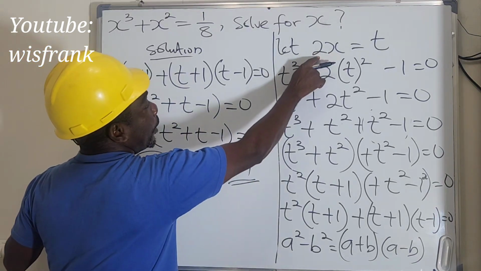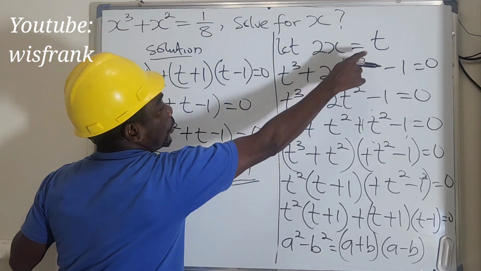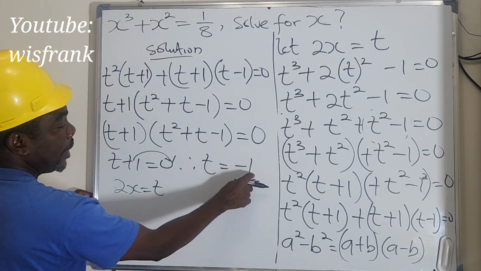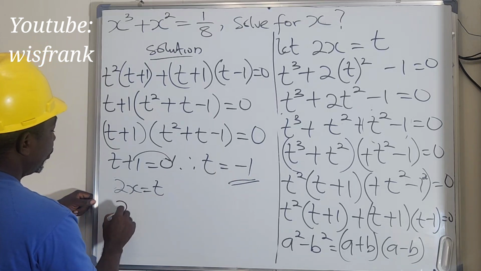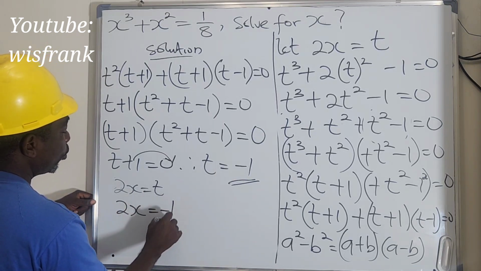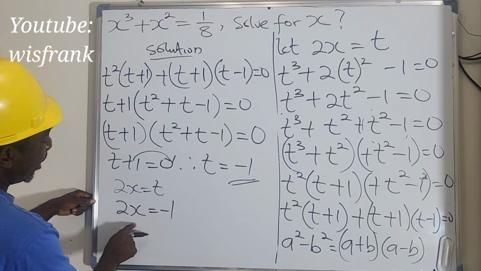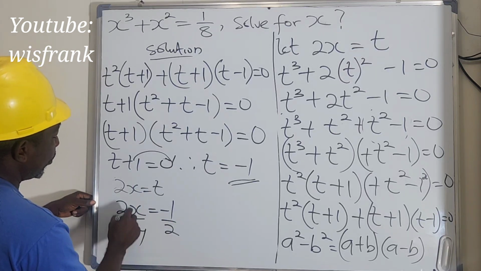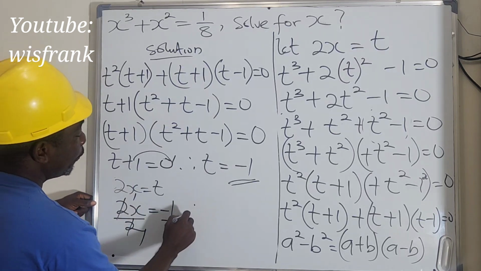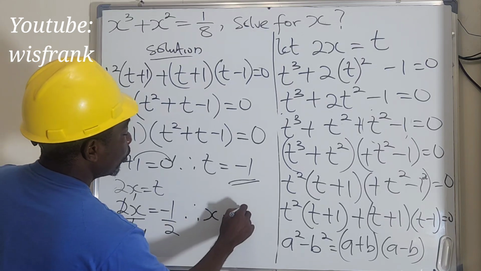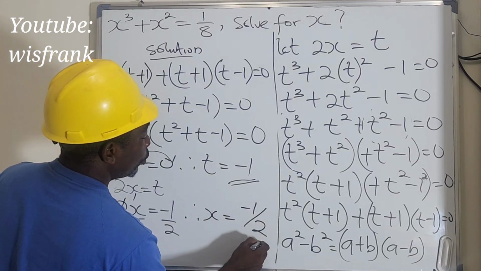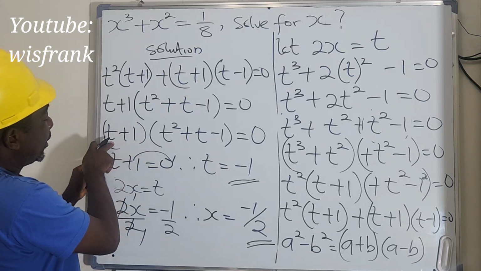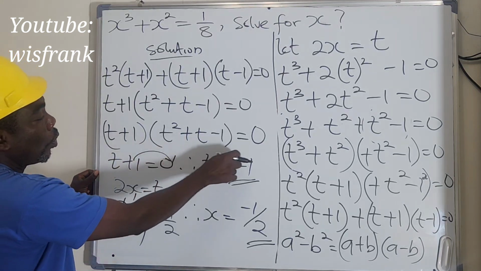So here we recall that we have 2x equal to t. So our t is minus 1. We have 2x equals to minus 1. Therefore, we can divide all through by 2. Here divided by 2, this one divided by 2. 2 will cancel here, 2 will cancel here. Therefore, our x equals to minus 1 all over 2. So this is the value of x for this part where we have t plus 1 equals to 0.